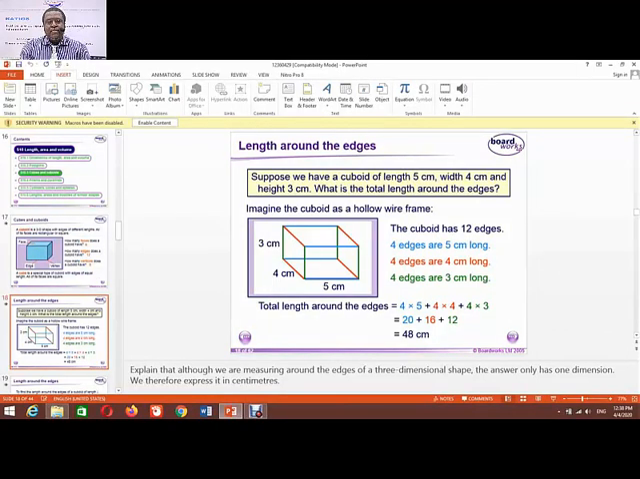Suppose we have a cuboid of length 5 centimeters, width 4 centimeters and height 3 centimeters. What is the total length around the edges? The cuboid has 12 edges. 4 edges are 5 centimeters long, 4 edges are 4 centimeters long, 4 edges are 3 centimeters long. So the total length around the edges is 4 times 5 plus 4 times 4 plus 4 times 3, which is 20 plus 16 plus 12, and the answer is 48 centimeters.